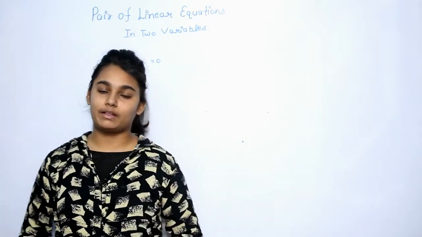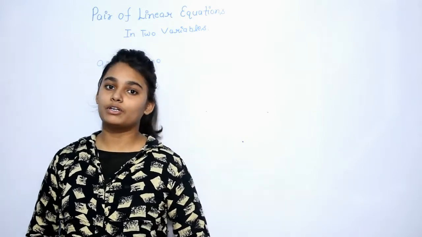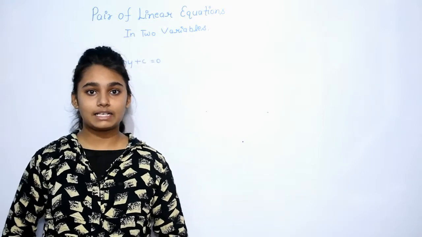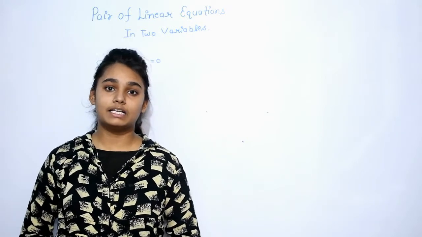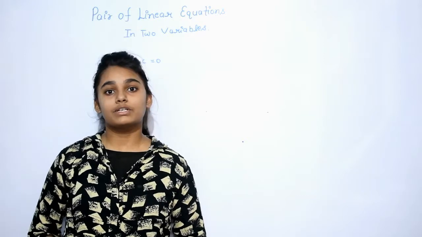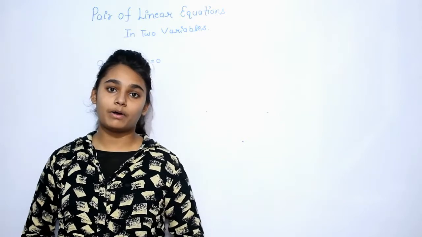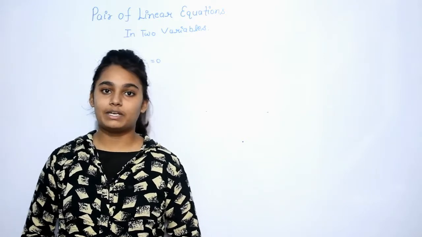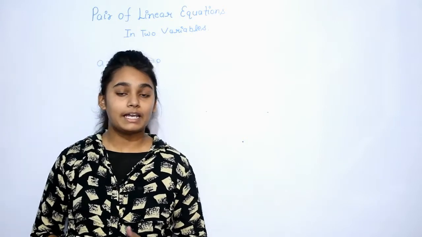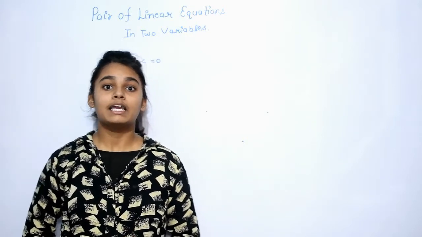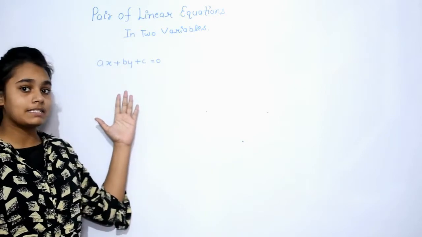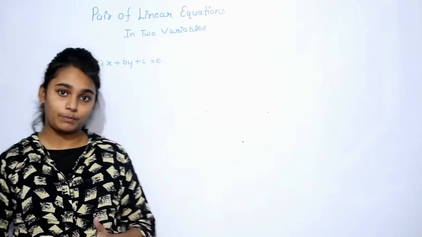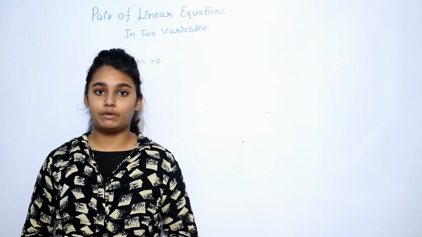Today in my video I am back with a new chapter, that is pair of linear equations in two variables. This chapter is well known to all of you because in 9th class you have already studied linear equations in two variables. So in this video, firstly we should know what a linear equation in two variables is. An equation which can be written in the form of ax plus by plus c equals 0 is known as a linear equation in two variables.